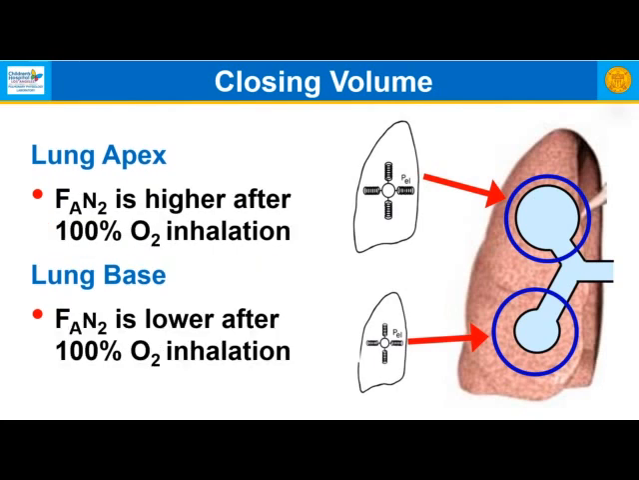At the lung apex, when we inspire 100% oxygen, the fraction of alveolar nitrogen is higher because there's less oxygen that dilutes this. Remember, these lungs all started with 78%, 79% nitrogen. So in this case, the nitrogen is less diluted than it is down here. So the fraction of alveolar nitrogen will be lower after 100% oxygen inhalation in the base than the apex.